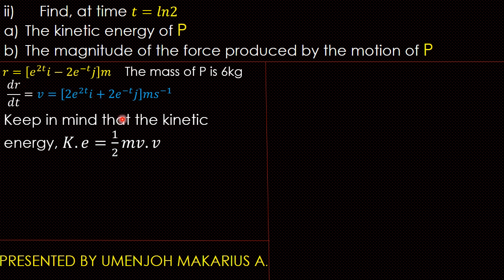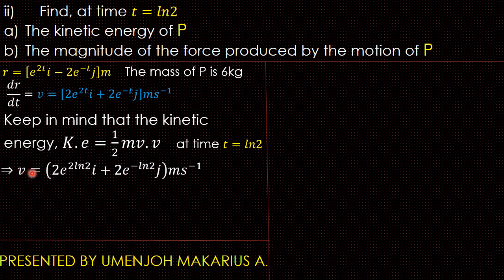We have the velocity V already, so we simply have to plug in ln 2 and see if we can solve. So now at t equals the natural log of 2, guys, if we plug in the natural log of 2, we are going to have V equal to 2 e raised to the power 2t, which is the natural log of 2, in the sense i, plus 2 e raised to the power negative the natural log of 2 in the sense j, all that meters per second.